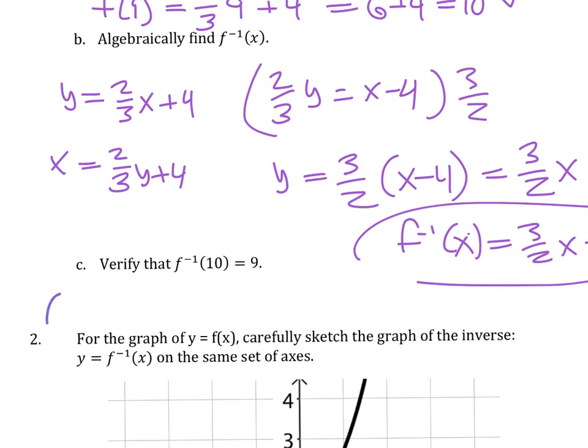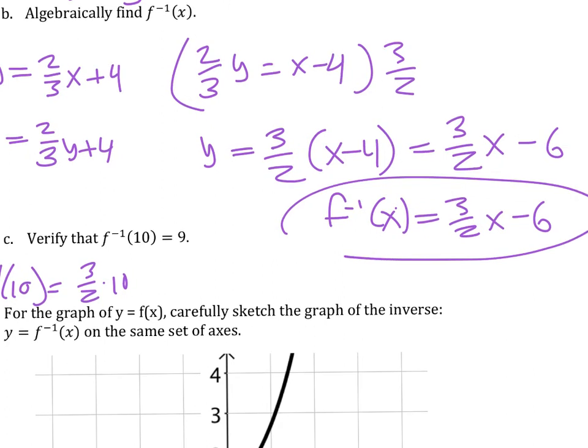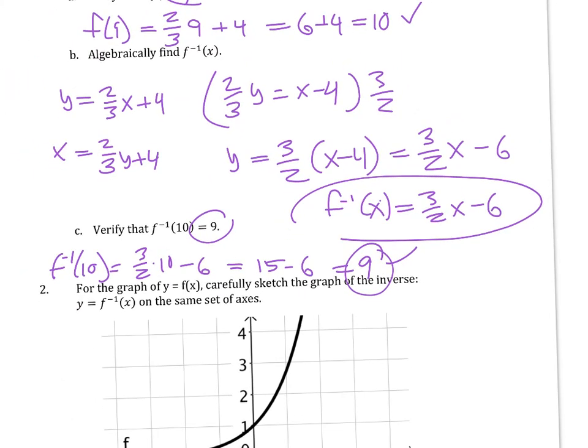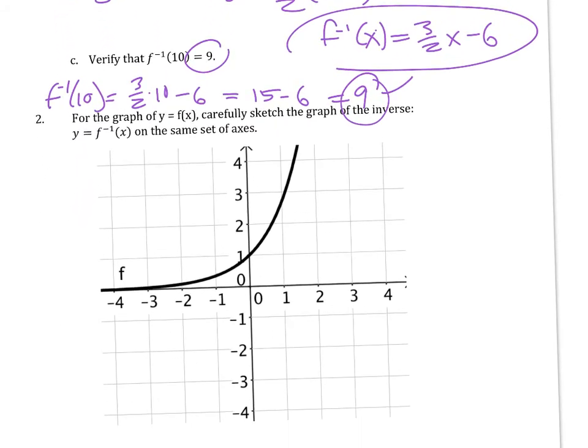So all we're just doing is seeing, does it really go backwards? So it's the same idea. Inverse f of 10 equals 3/2 times 10 minus 6, which equals 15 minus 6, which equals, oh, thank goodness, 9. So that's 9 matches, we're good to go. Questions? Okay.